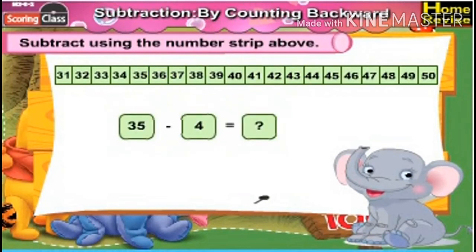35 minus 4. Now subtracting 4 from 35, that is, subtracting 4 means going 4 places back. If you do that, you'll reach at 31. So 35 minus 4 is 31. 49 minus 7. Here we need to subtract 7 from 49. Subtracting 7 means going 7 places back. So 49 minus 7 is 42.